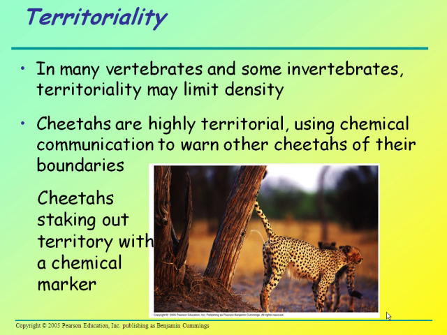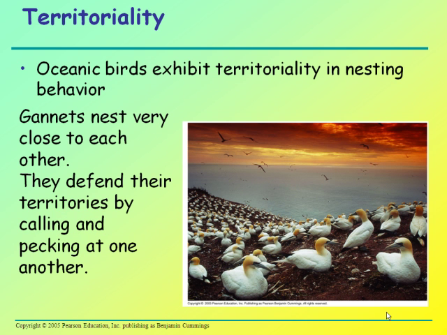Love this picture. Territoriality: in many vertebrates and some invertebrates, territoriality may limit density. Cheetahs, like this cheetah here, are highly territorial, using chemical communication to warn other cheetahs of their boundaries. Stay away. Cheetahs stake out territory with a chemical marker in urine. These gannets are also exhibiting territoriality in nesting behavior. Gannets nest virtually a peck apart and defend their territories by calling and pecking.